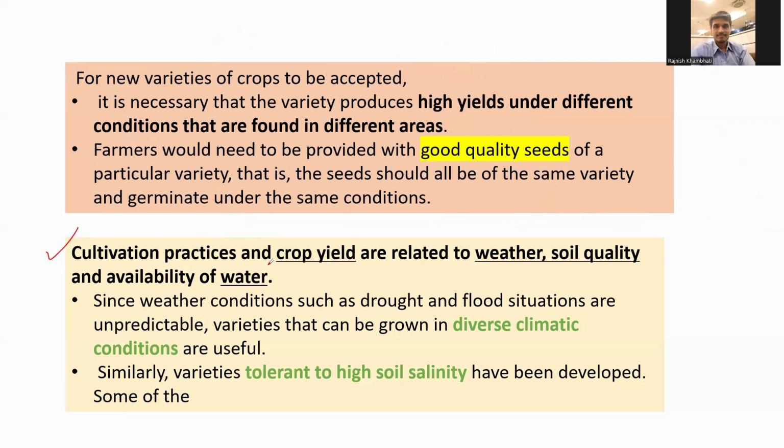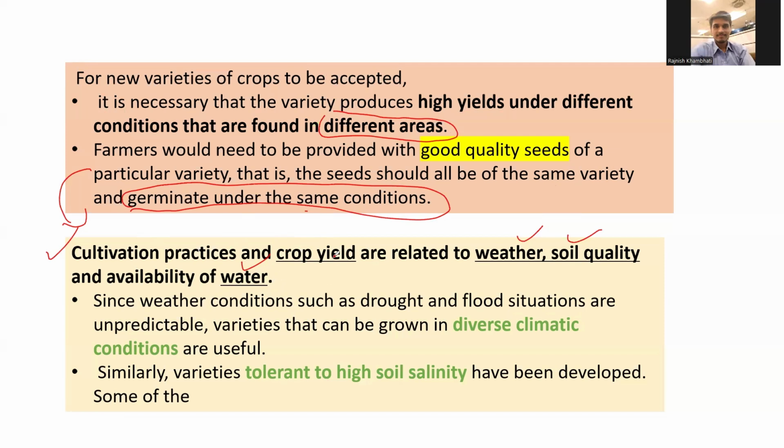It is cultivation practices, and crop yields are related to weather, soil quality, and availability of water. This is the explanation of the last point from here. I just told you that your seeds should germinate under the same condition as well as under different areas. In any condition they should grow. Like if I grow it in Gujarat, the same plant should germinate in Maharashtra, maybe Kerala, Punjab, etc. Different places. So this is the quality we require, and this is the explanation that cultivation practice and crop yields are related to weather, soil quality, and availability of water.